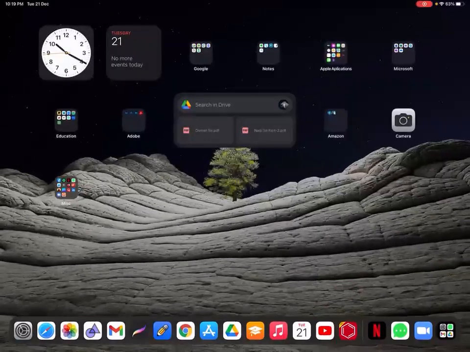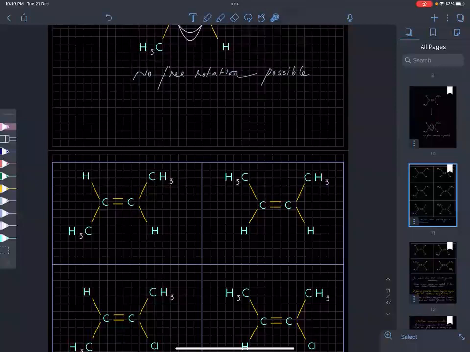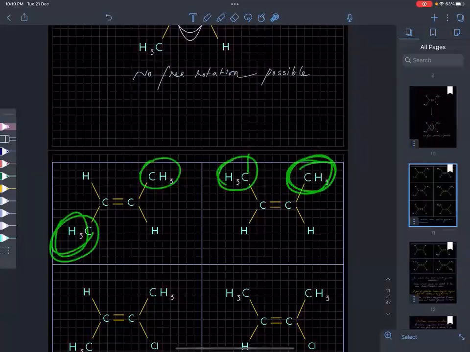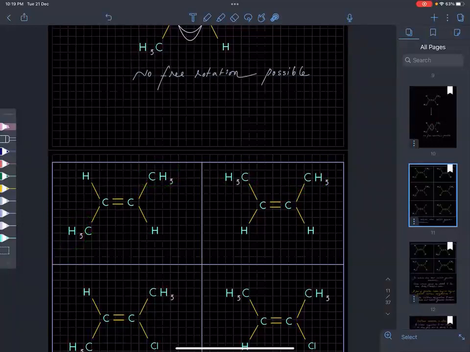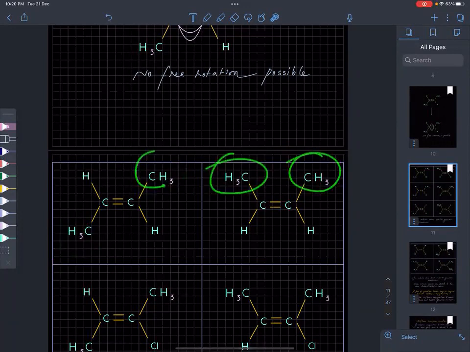Okay, fine. So anyway, these cannot rotate. That's why these two will always be opposite. Here, these two will always be on the same side. So these two have the same connections, but the orientations are different. So these are not structural isomers of each other, because they are structurally identical, but the orientations are different. That's why they are geometrical isomers. Clear?